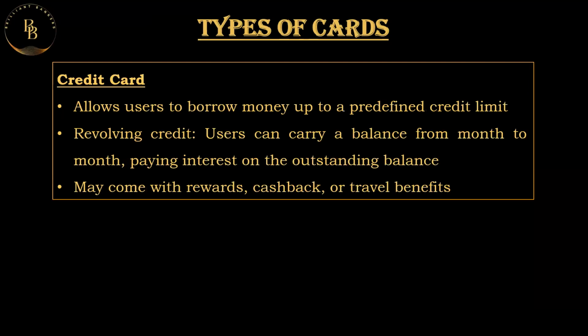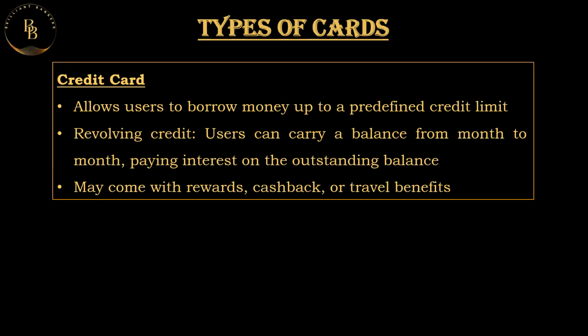So what is a credit card? These credit cards allow the user to borrow money up to a predefined credit limit that is set by the issuer based on the cardholder's creditworthiness. It also uses the revolving credit facility, which allows users to carry a balance from month to month, paying interest on the outstanding balance. That is by paying the minimum amount due. Credit card holders can pay a small amount, which is the minimum amount due, and they can keep revolving the credit of that card for the next month also.